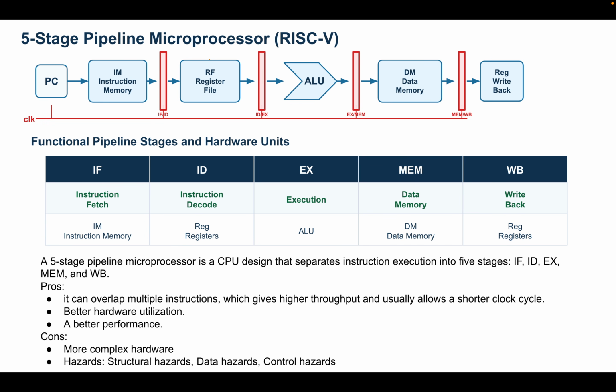However, the pipeline is more complex than the simple processor because instruction overlap means hazards can occur. The main hazard types are structural hazards, data hazards, and control hazards. In this project, I focus mainly on RAW data hazards because they directly affect the forwarding and the stall logic in the simulation.